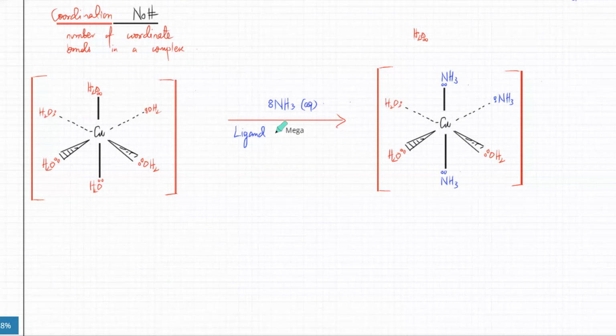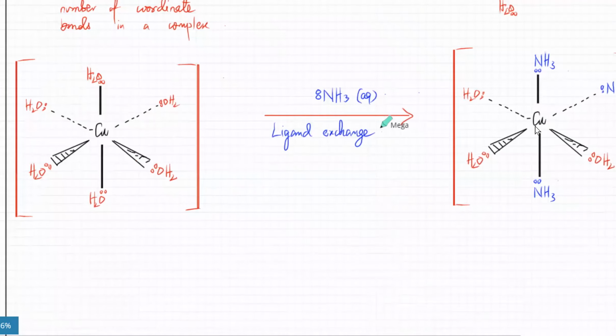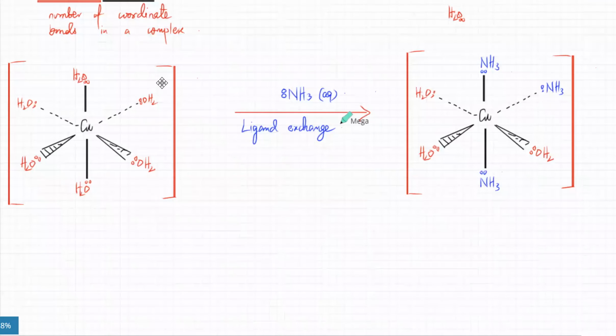All of them. In theory, it depends on how much NH3 you're adding, so you can, in theory, knock out all of them. This one is known as ligand exchange. Remember, these molecules with lone pairs are your ligands, and they're getting exchanged. One goes away, the other one replaces it.